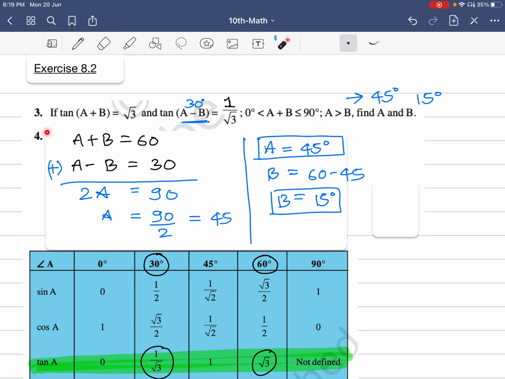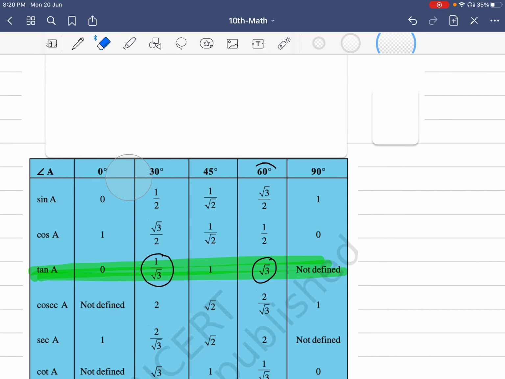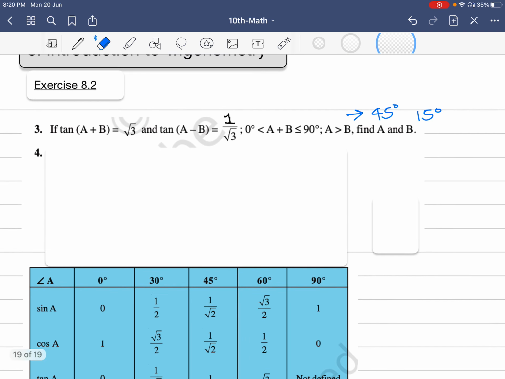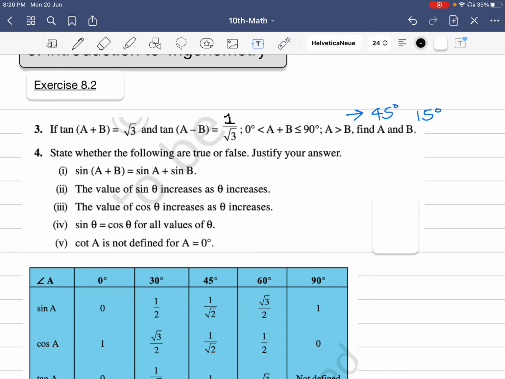Now let's see what is question number 4. Before that, let's erase all this. And this table, we are going to need this table for the next set of questions. So let's see what are the set of questions in problem number 4.